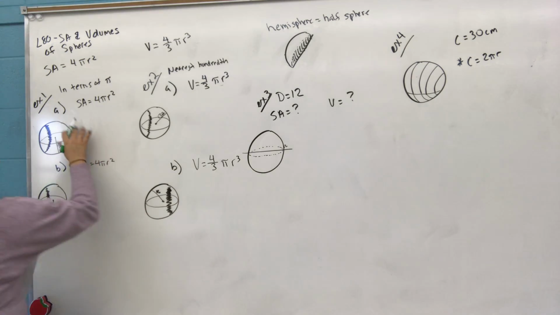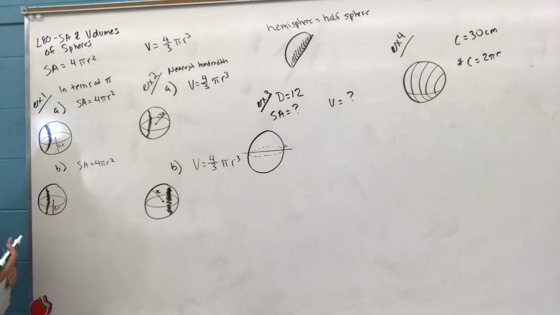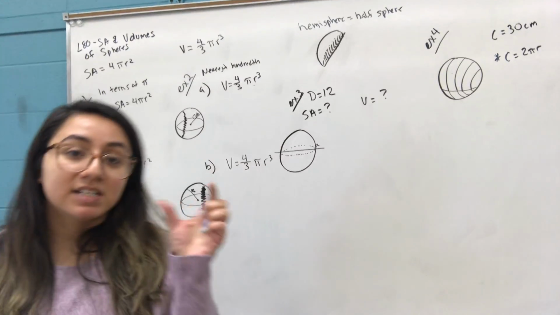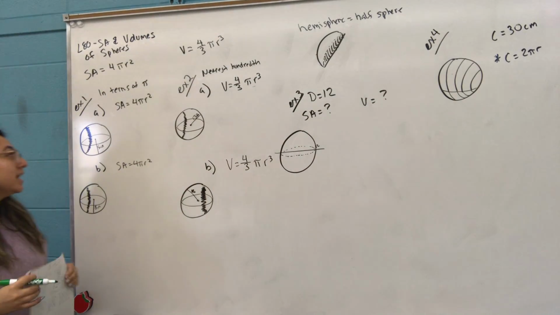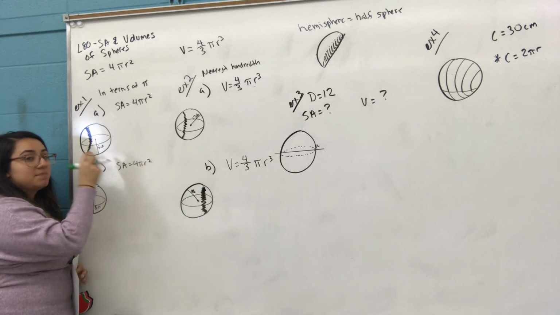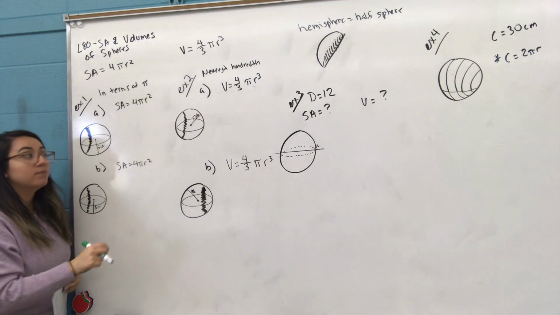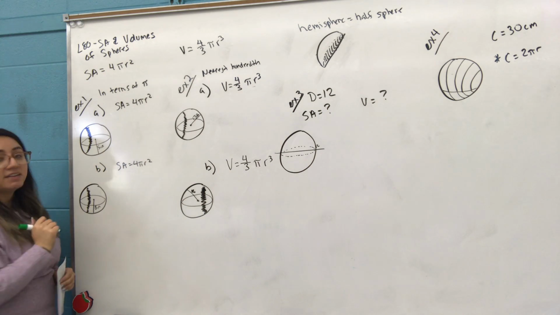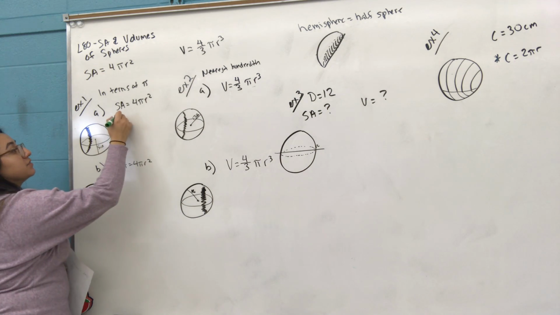Here, example 1, they want us to find the surface area in terms of pi. Whenever you see that reference, I think a lot of you don't catch that, you have to have your answer in pi before you multiply the pi out. Here we have a radius of 5 inches. We're going to go ahead and solve for the surface area.